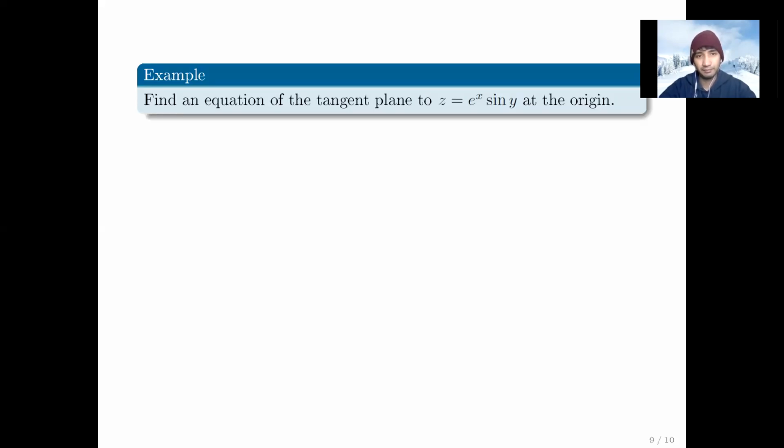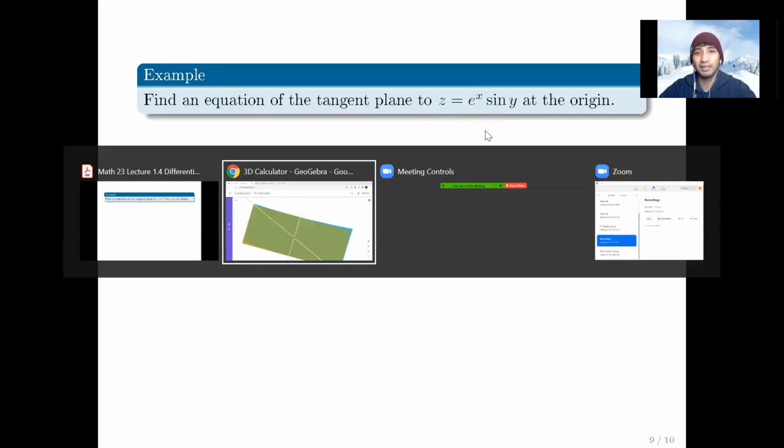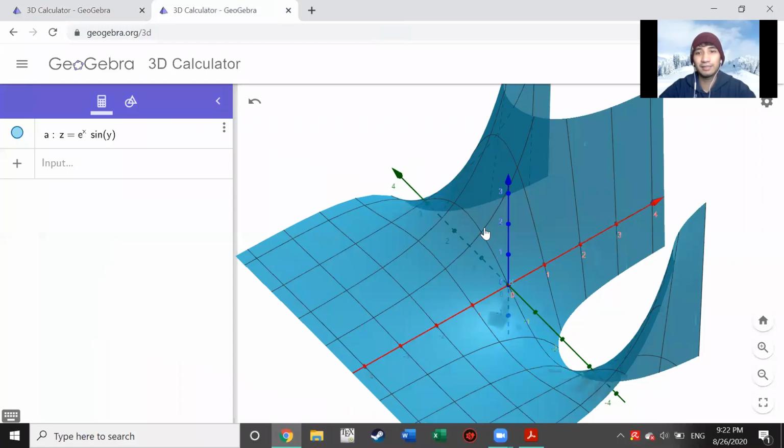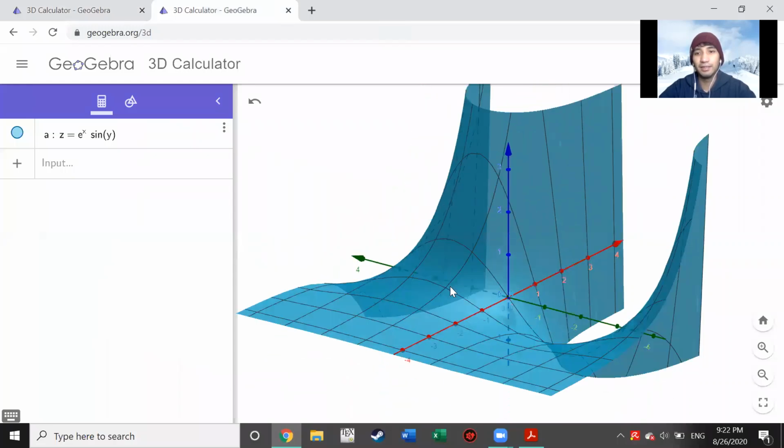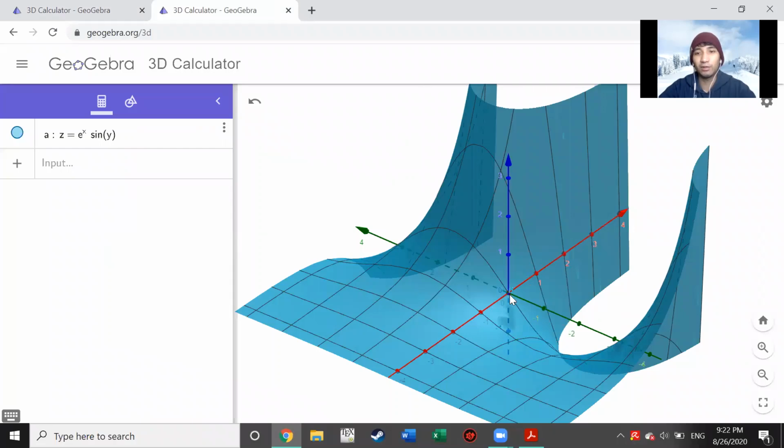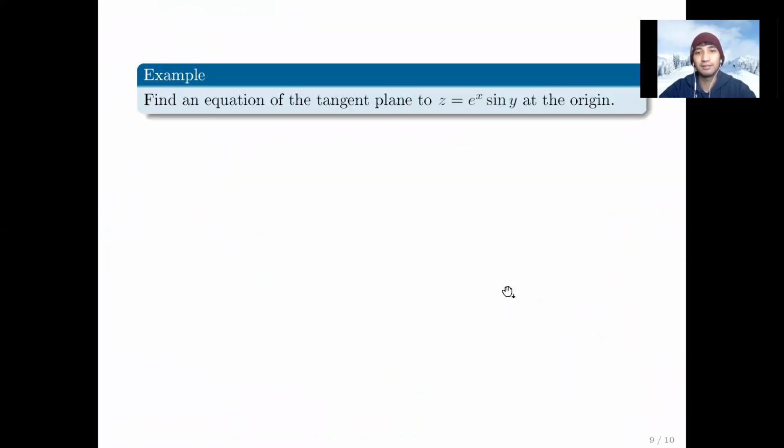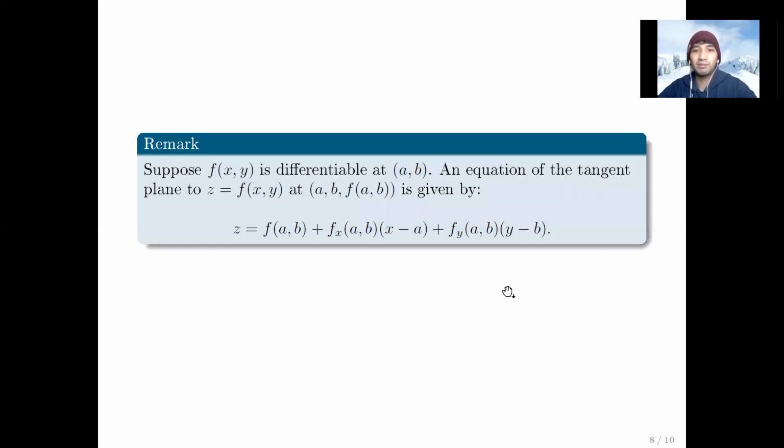Halimbawa, we are asked to find the equation of the tangent plane. So this is our surface, z equals e to the x sine y, which looks like this. Tapos hinahanap natin yung tangent plane sa origin. So (0, 0, 0). Okay. So para makuha yan, all we need to get is f sub x and f sub y. No? Yung a and b natin are both equal to 0. So papalitan mo lang lahat ng a and b ng 0.